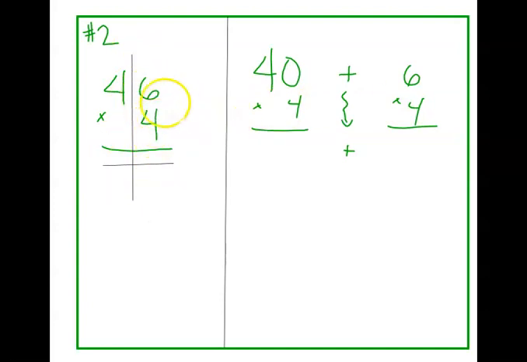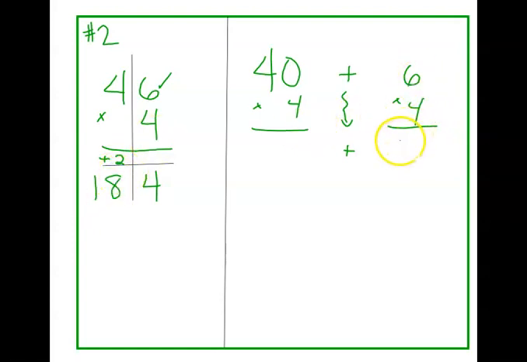Okay, 6 times 4. 6 times 4 is 24. This area up here is our note space. Those are not our answers. Those are just things that we need so that we can get the answer. All right, we've used the 6. Now we need to multiply the 4 times 4. 4 times 4 is 16 plus this 2 right here. 16 plus 2 is 18.